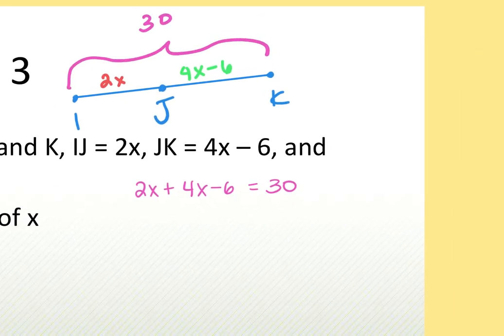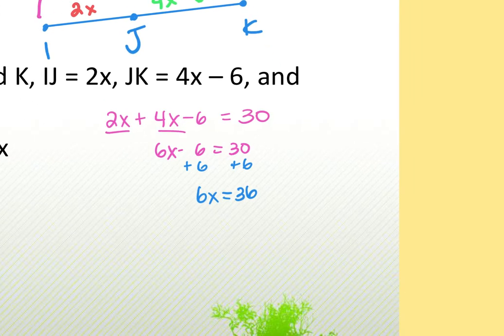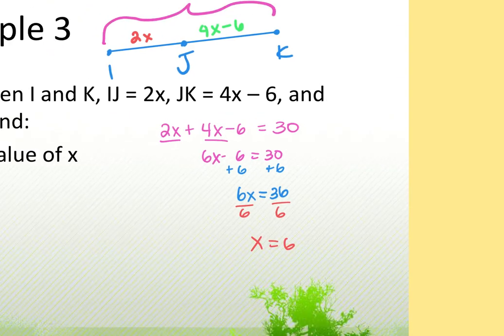We are basically using algebra with the segment addition postulate, right? That says take those two parts, add them back together, and you get the whole. So I'm going to combine my like terms. 6x minus 6 equals 30. Add the 6. 6x equals 36. Divide both sides by 6. And what is x? x is 6. So that's the first part.